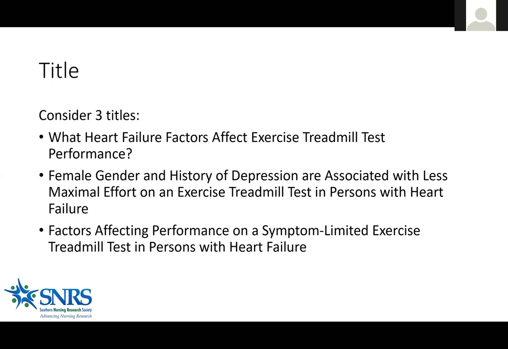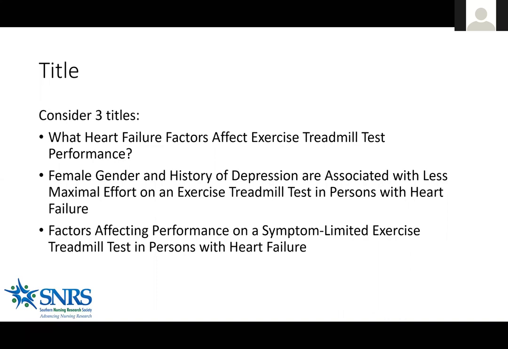So the third one is actually the one I went with in my abstract: factors affecting performance on a symptom-limited exercise treadmill test in persons with heart failure. So it might not be perfect. I think it's better than just asking a question about factors because it gives you a little bit more information that it's a symptom-limited exercise treadmill test, but it's not quite as long as the second one that's very descriptive and tells you the conclusions, but then it's really kind of a mouthful. So a lot of this is just what sounds good to you and what your collaborators think is a good descriptive title that's not too long but still informative.